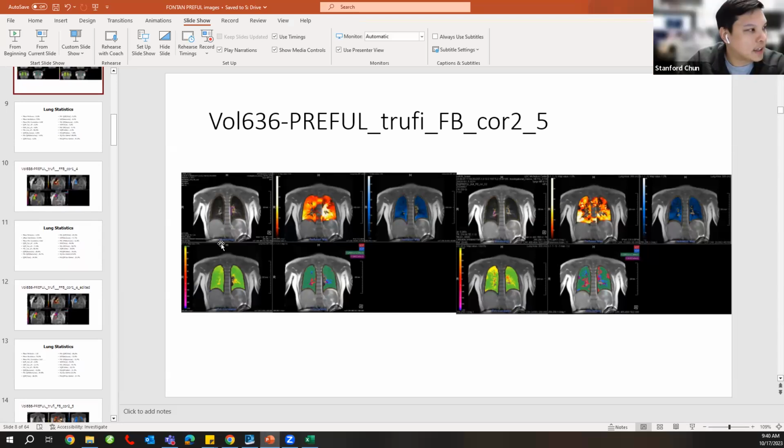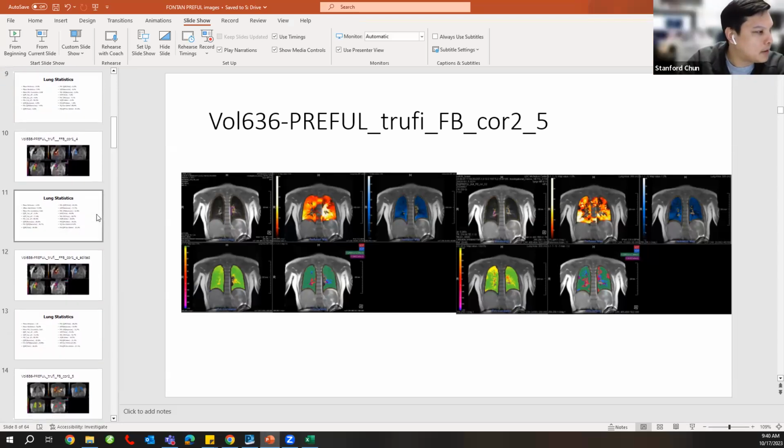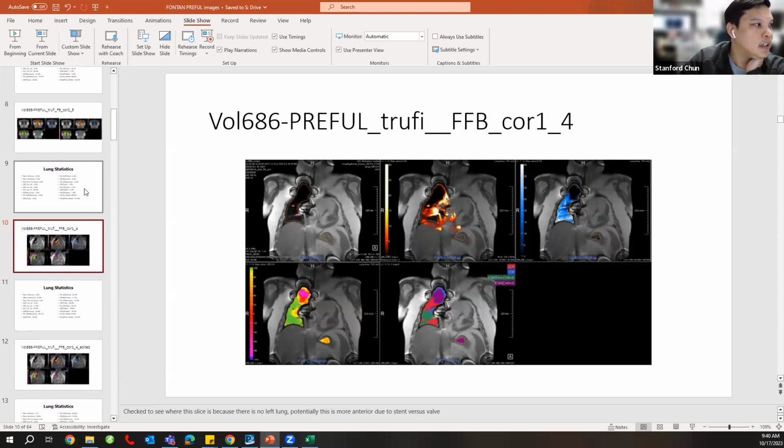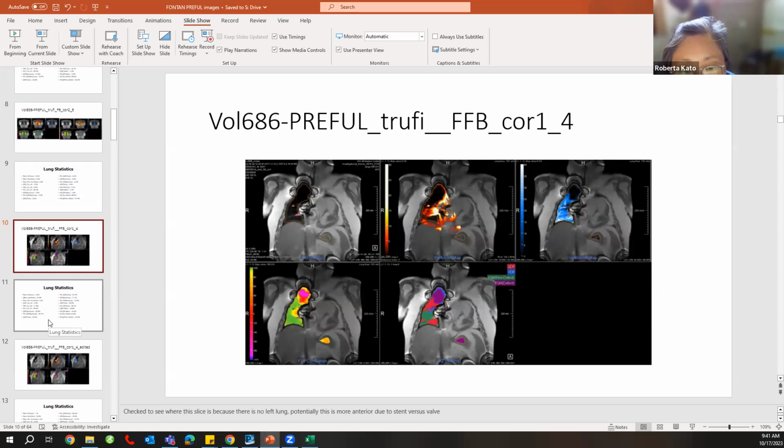I don't think I have any more O2s after that one. I'll have to check. This is another patient, 686. This is also a Fontan patient. I'm not too sure why it looks the way it does. We don't believe that this kid only has one lung. This is the patient we thought was maybe more anterior, because of the artifact, just to try to see some of the lung. So this one's just a hard one to interpret overall.